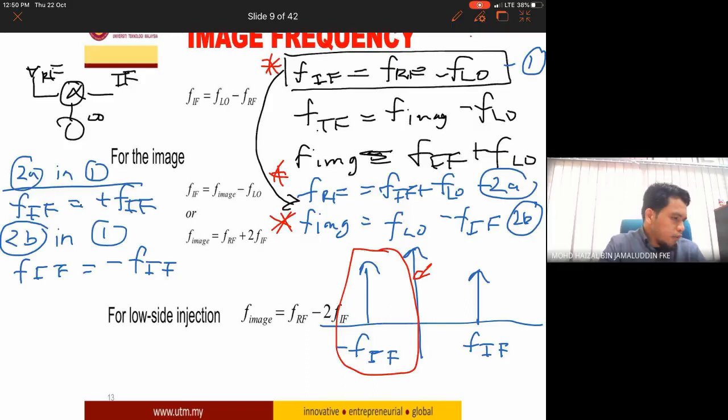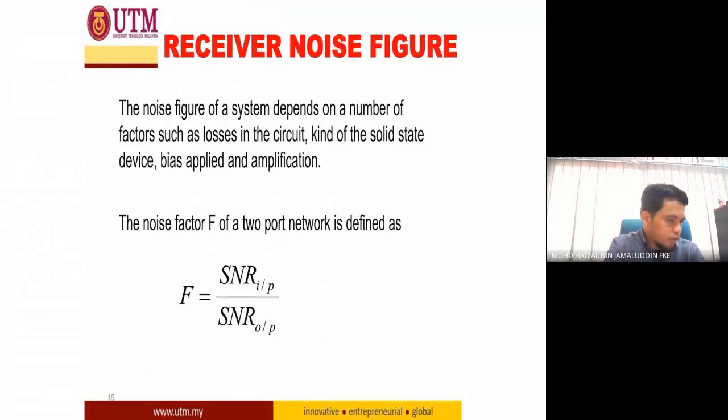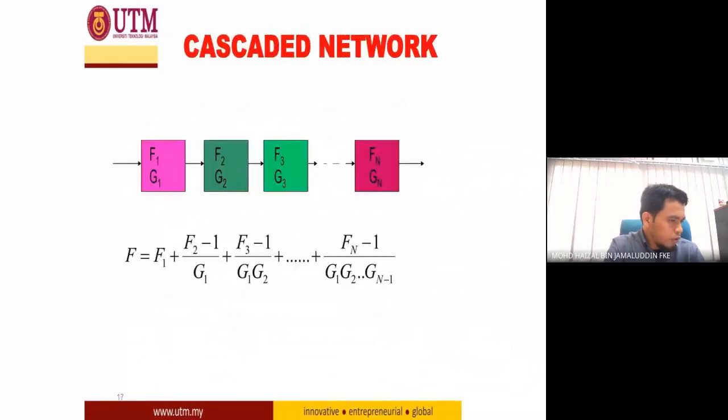Okay, besides that, you have the noise figure, the noise factor. You have also learned that, but in this course I won't touch much on the noise figure. I will touch only the signal to noise ratio. I won't touch the cascaded network. Equivalent noise I also don't touch.